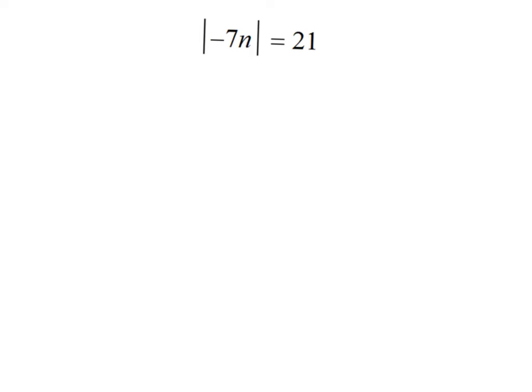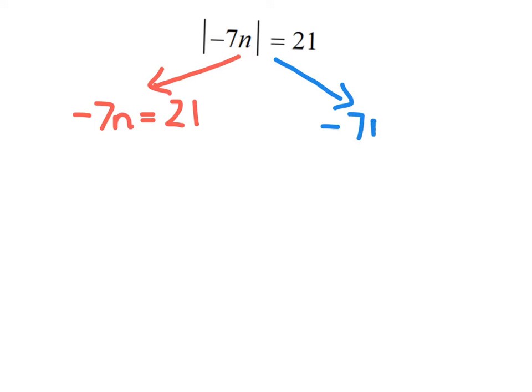Our first step is to check that the absolute value is isolated, which it already is. So that means we're going to write our two equations. The first equation is the part inside the absolute value set equal to the other side. And the other equation is the part inside the absolute value set equal to the opposite of the other side, or the opposite sign.